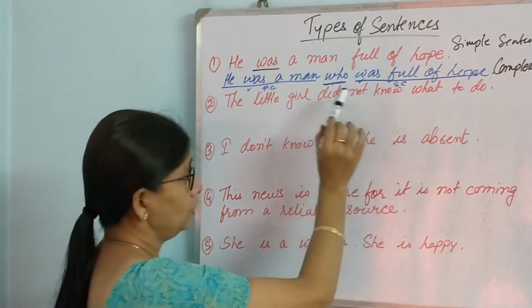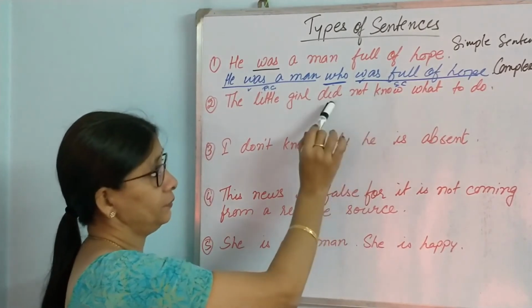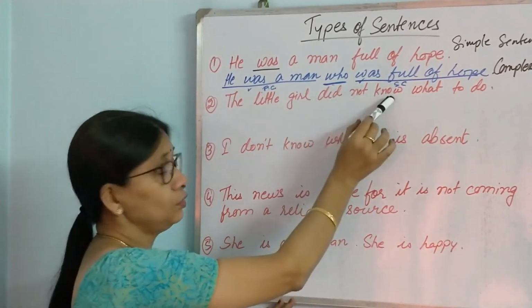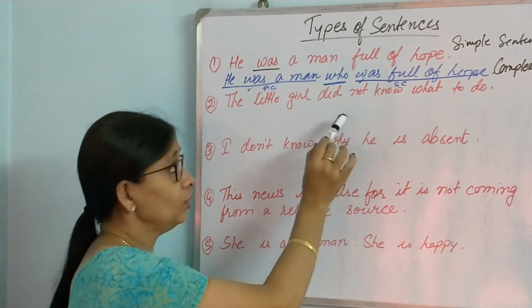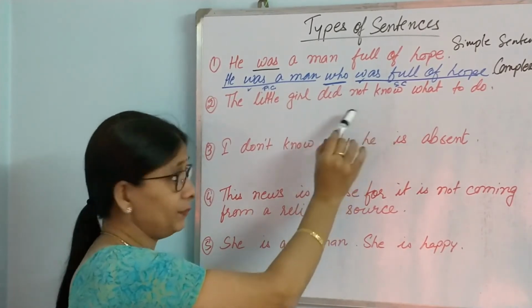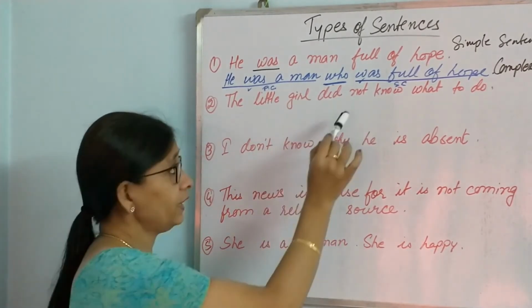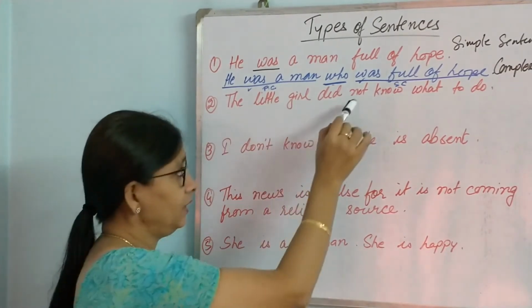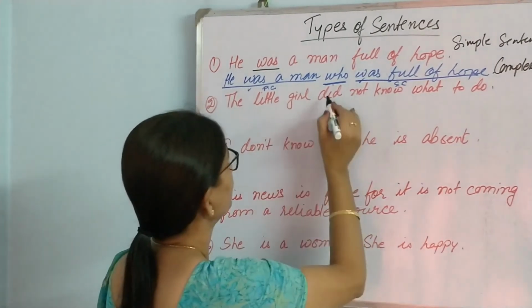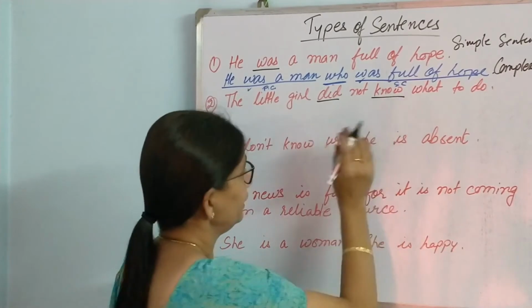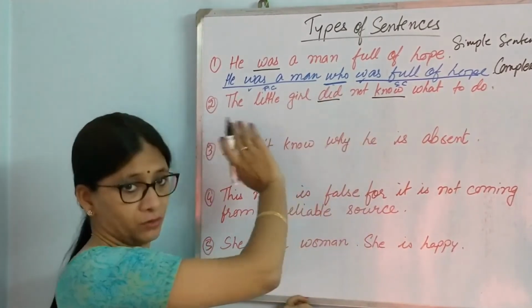Did not know. Did is a helping verb and know is coming after that. So did know is one verb. Not is not a verb. Just keep that in mind. But did and know, this is the main verb of this clause.